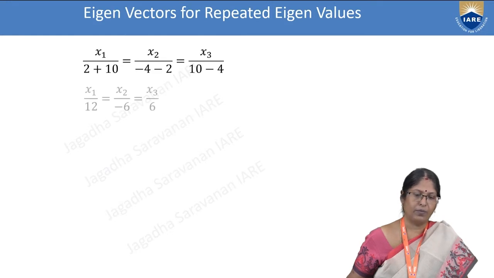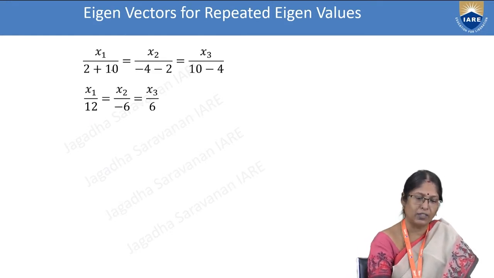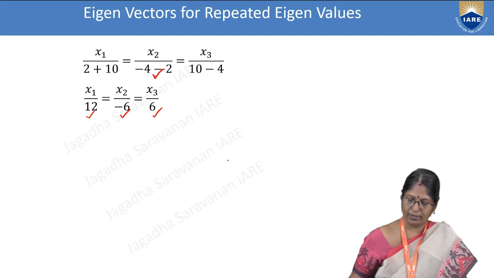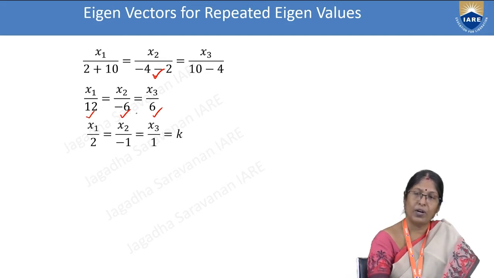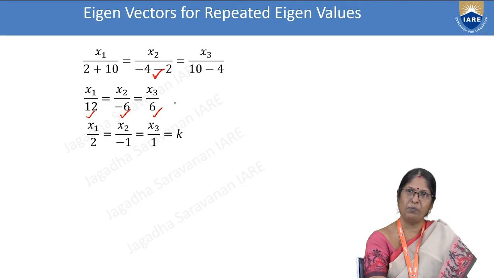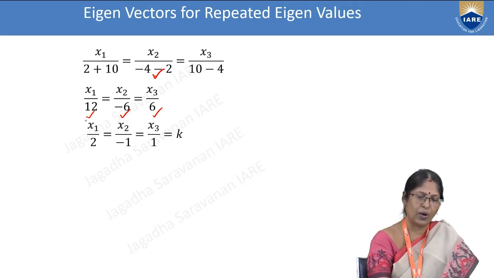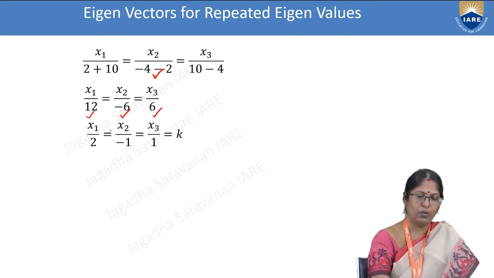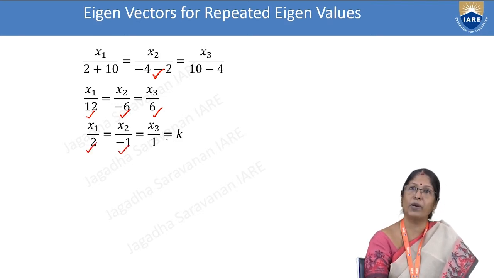So it is written. x1 by this 12 we got it. This simplification we got it minus 6. x3 we got it, that is 10 minus 4, we got 6. So now, to save time, we will take the lowest form. 12, minus 6, 6 is there. The common factor is 6, so we divide by 6. This is 2, we got it. Minus 6 by 6, we got minus 1.